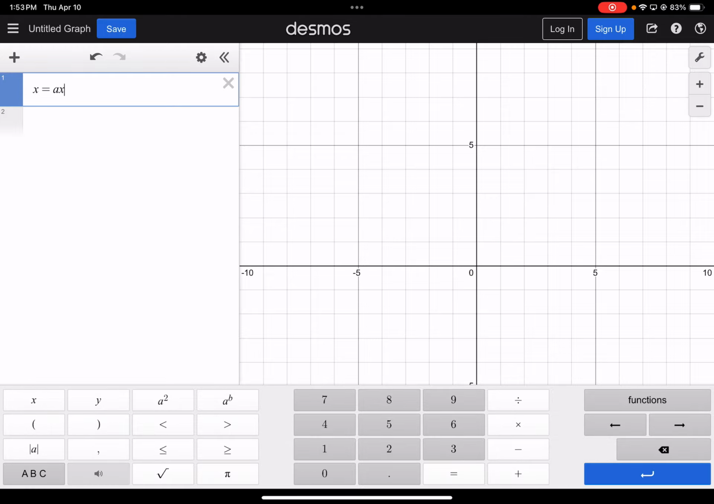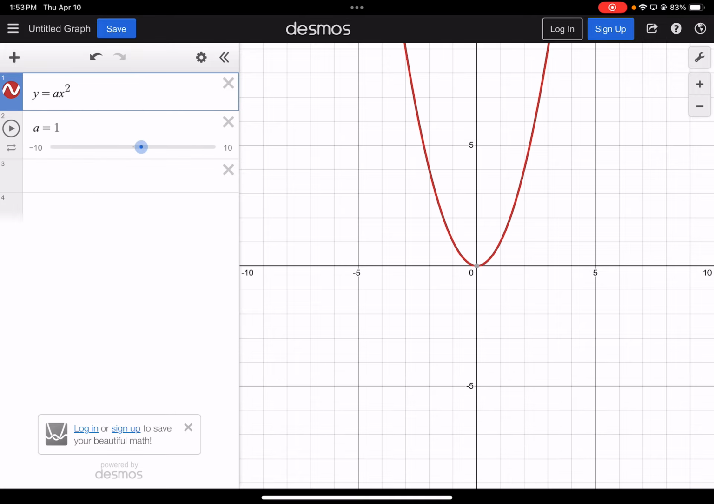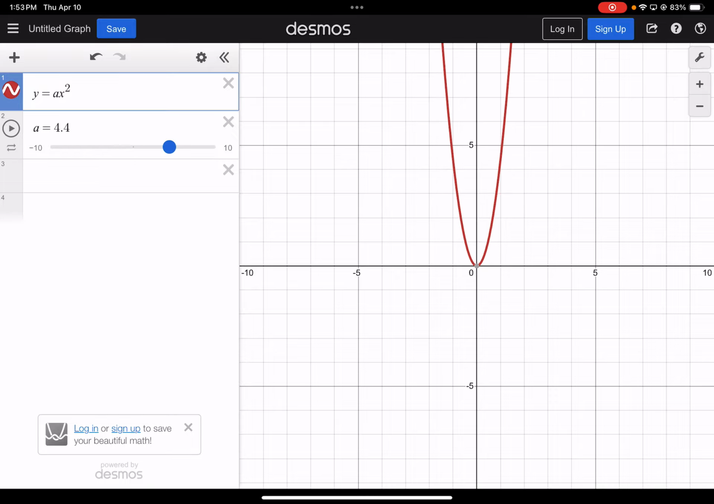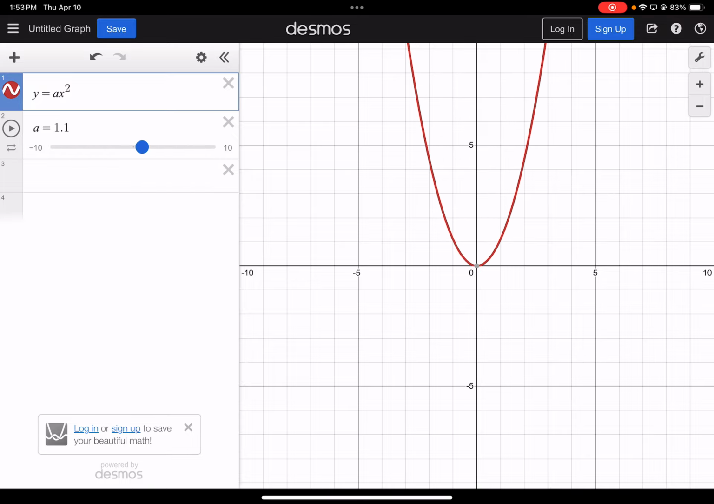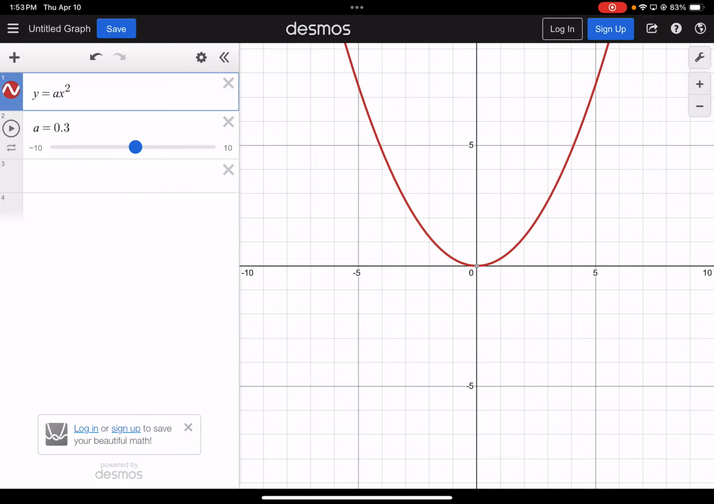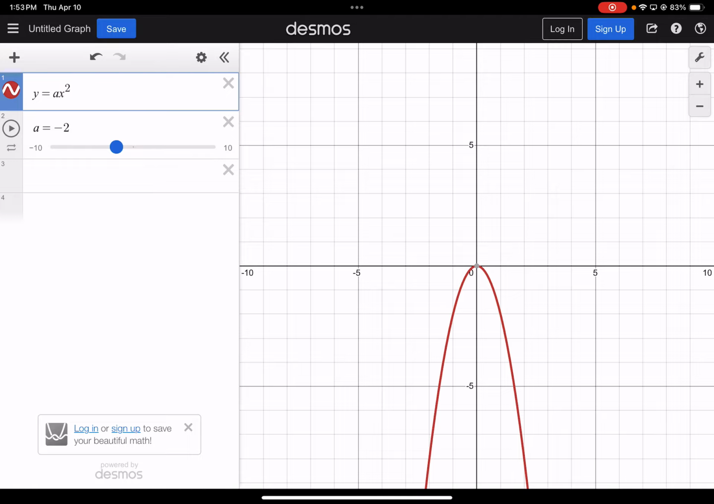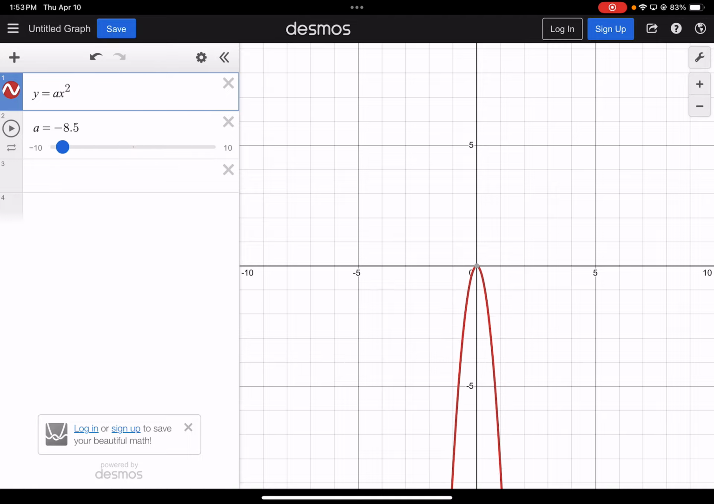And I'm going to type in y equals a x squared. Okay. So here's y equals ax squared. I want you to tell me what happens when I make a bigger. Ooh, it gets skinny. I'm going to go back to 1. What happens when I make it smaller than 1? It gets fatter. Okay, now what happens when I make it negative? It's upside down.